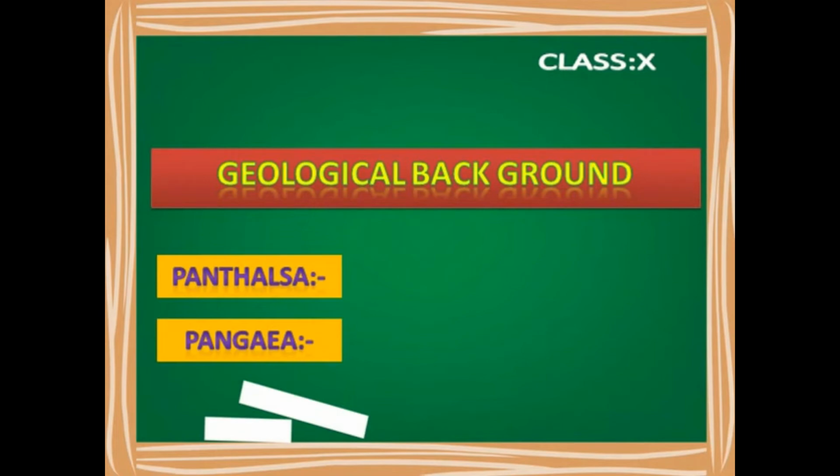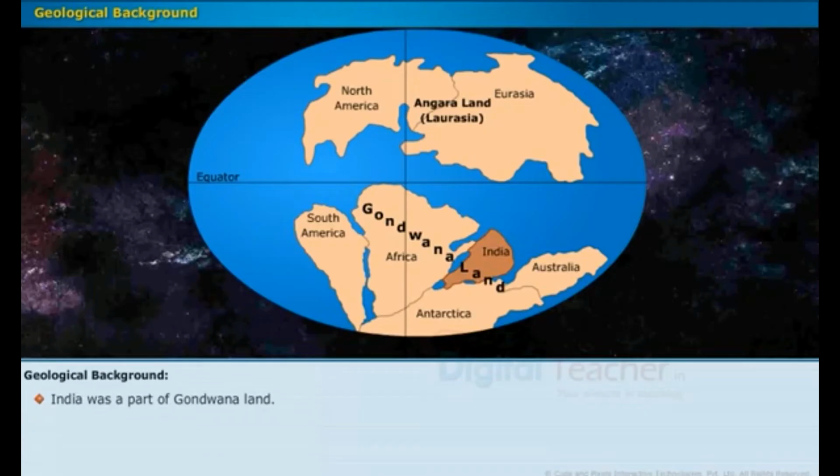At the same time, we know how many continents there are and what they are. Actually, we know 7 continents. They are Asia, Europe, Africa, North America, South America, Australia, and Antarctica. Millions of years ago, all these continents were combined together. This massive supercontinent is called Pangaea. India was a part of Gondwana land.